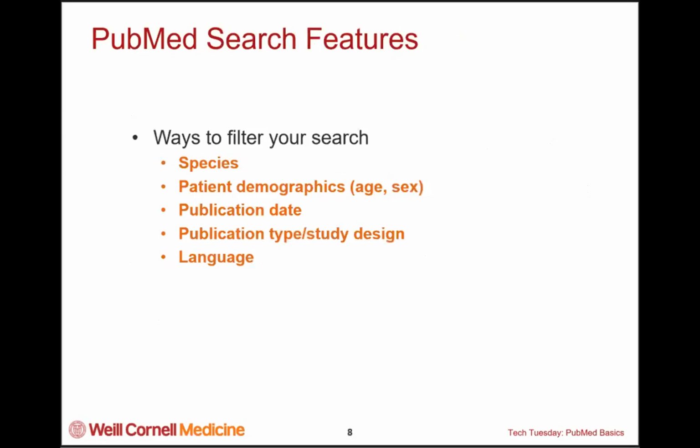PubMed is designed with features that help you find evidence faster and more efficiently. It offers intuitive ways to filter your search by species, patient age group, publication date, study design, and language of publication to limit your search results and help you find exactly what you're looking for faster.